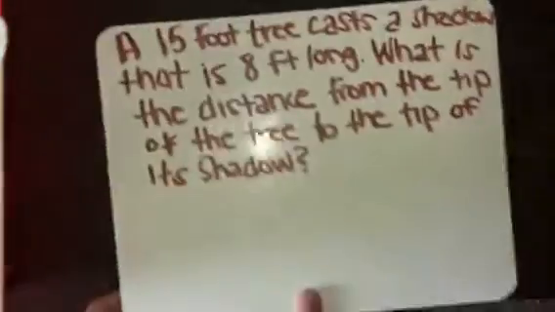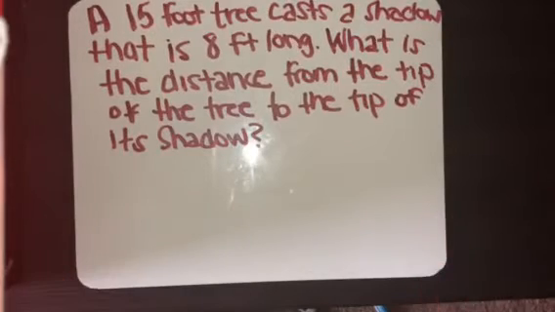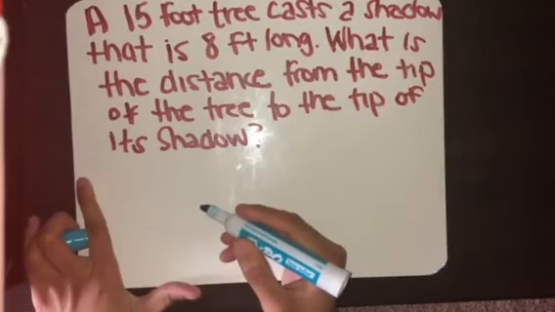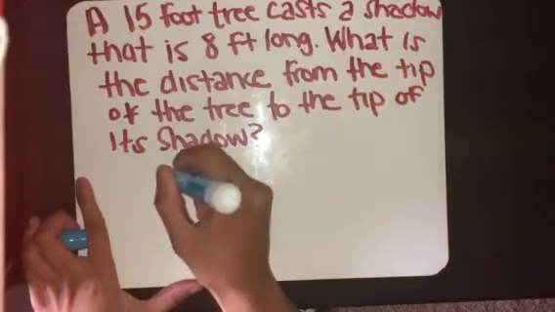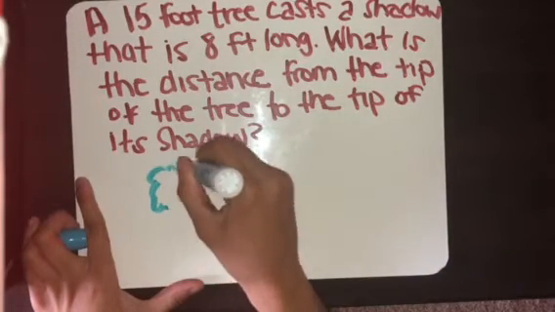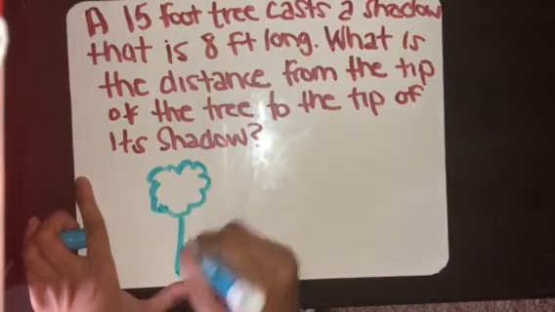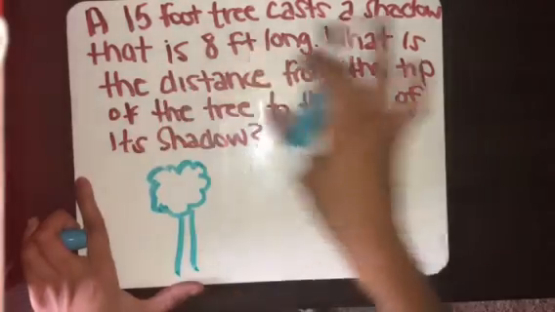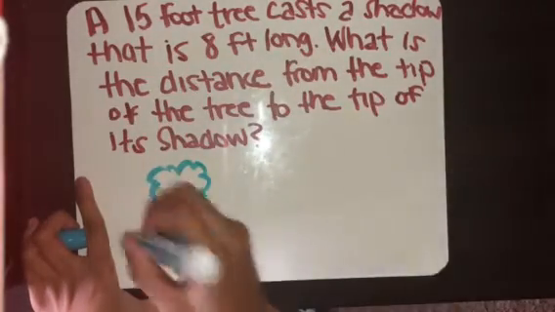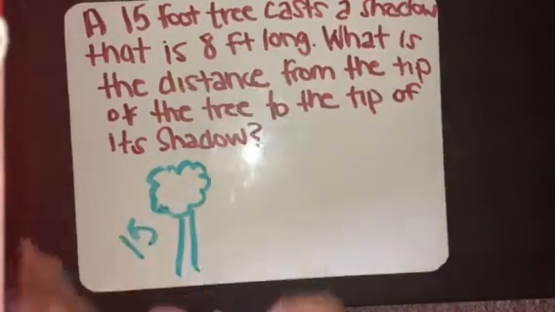Let's try this one. A 15-foot tree casts a shadow that is 8 feet long. What is the distance from the tip of the tree to the tip of its shadow? Let's go ahead and draw that picture. Let's draw a tree first. A 15-foot tree. So we know that our tree is 15.